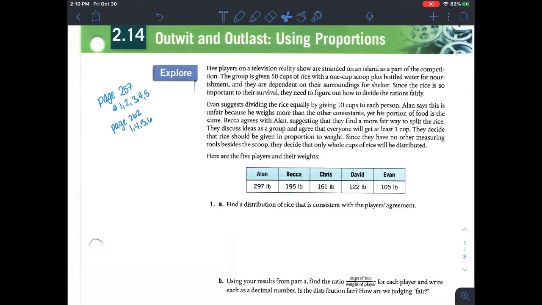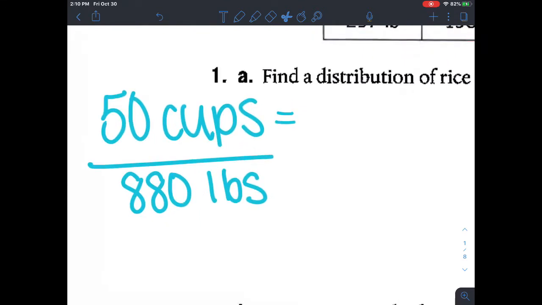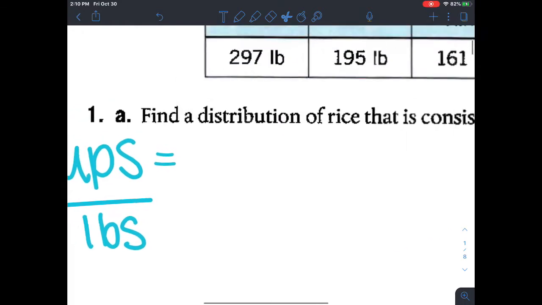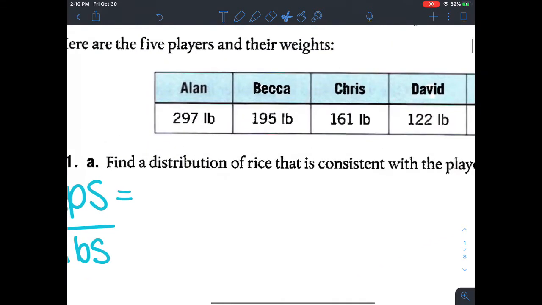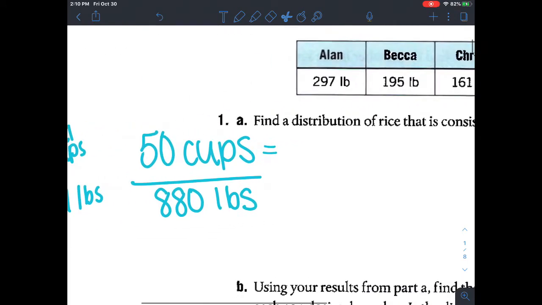So the total cups of rice is going to be distributed proportionally among the players based on their weight. So we're going to find the total number of cups and the total weight of all the contestants. There are 50 cups of rice for a total of 880 pounds for the contestants. I just added up Alan, Becca, Chris, David, and Evan, added all their weight, and that was 880 pounds.